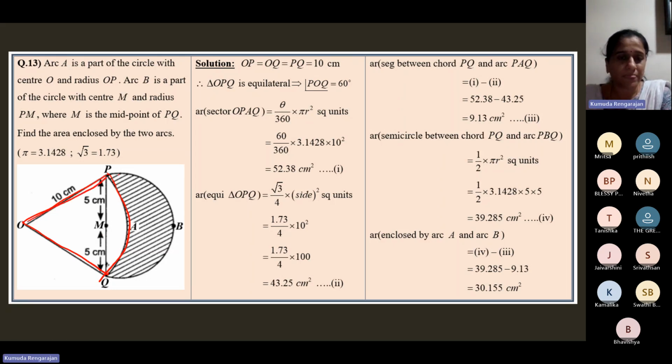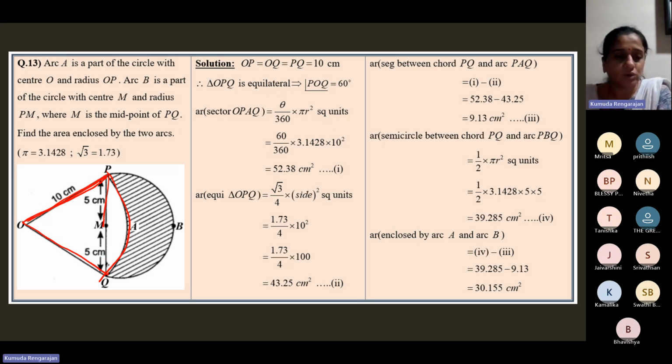R is 10. For the semicircle, the radius is 5. For this sector, the radius is 10. See here, OP is 10. Okay, so be careful while substituting the values.